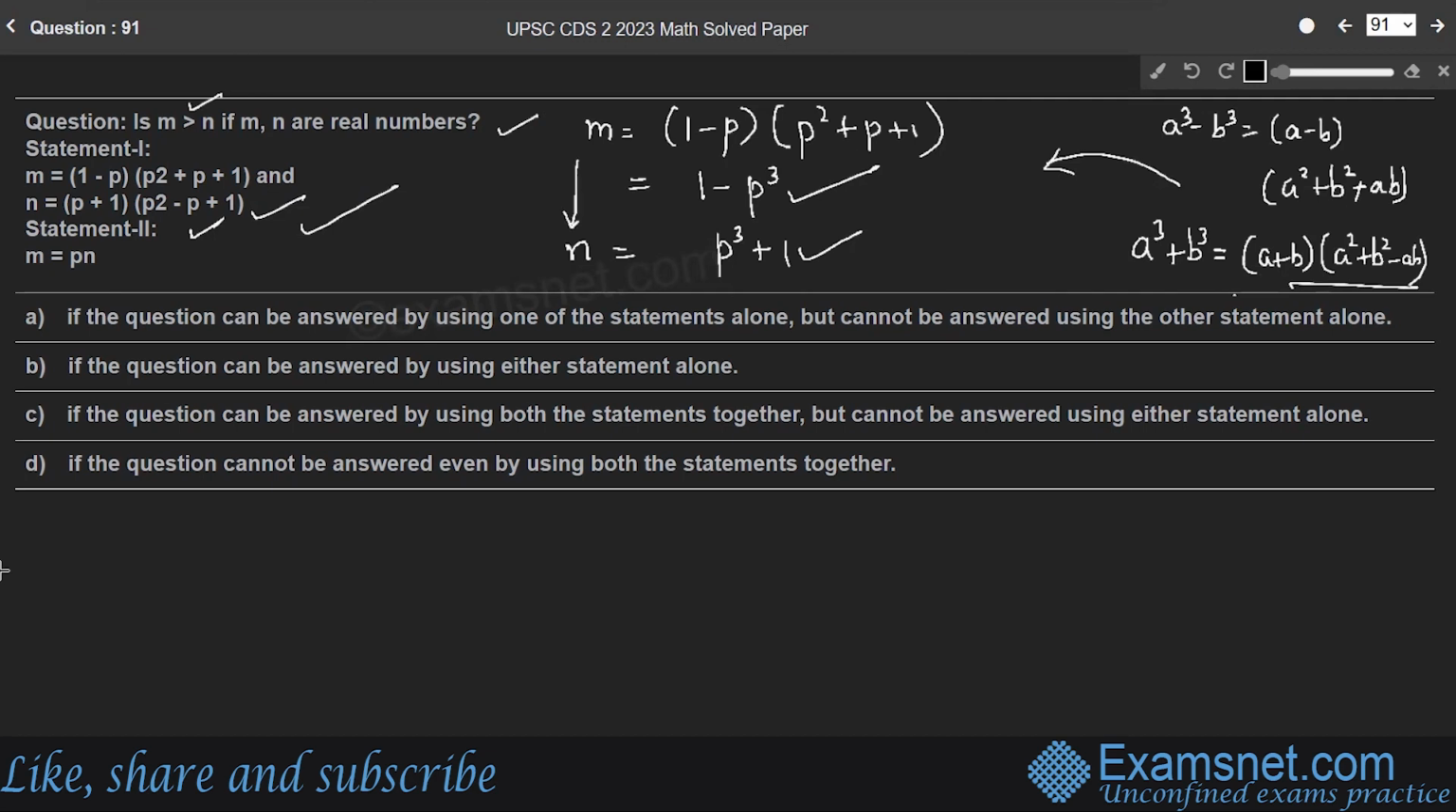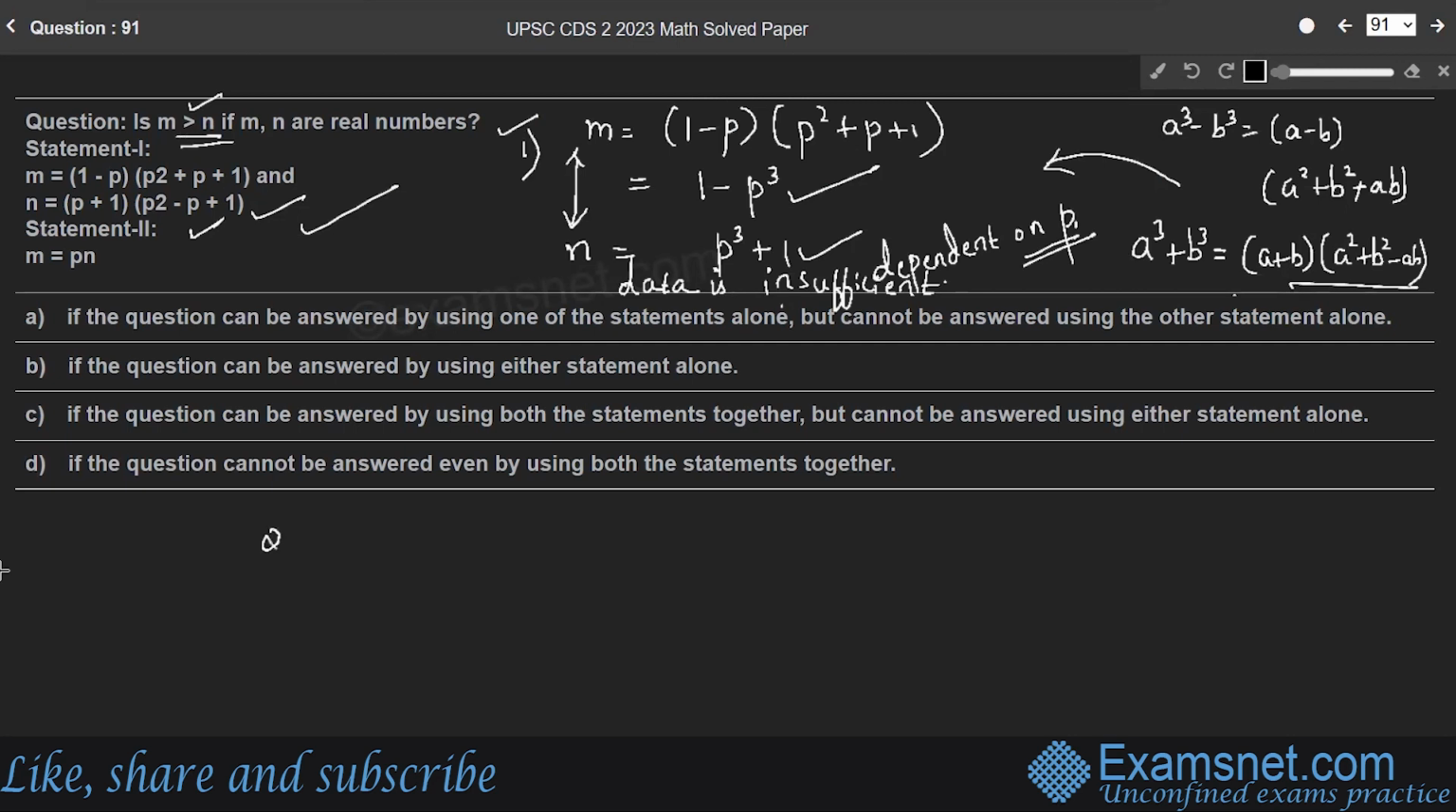So, the values of m and n both depend on the value of p, right? If p is equal to 1, then m becomes 0 and n becomes 2. So, n will be greater than m, right? So, here the data is not sufficient. The given data is insufficient to decide the relation between m and n, because the values of m and n are dependent on the value of p. Therefore, data is insufficient in statement 1.